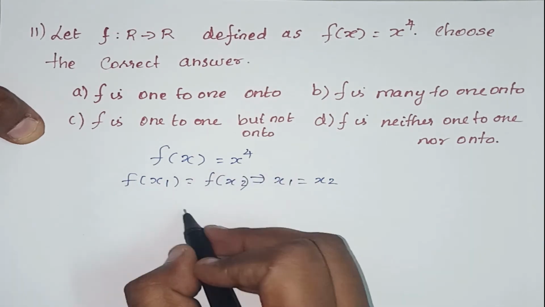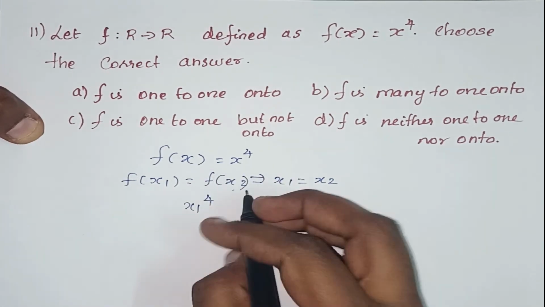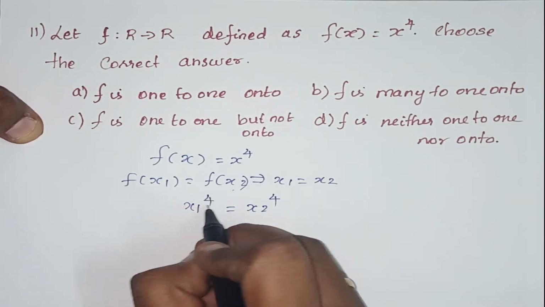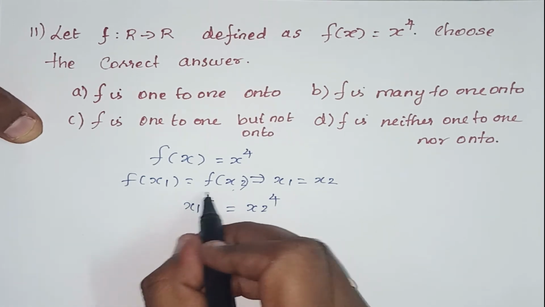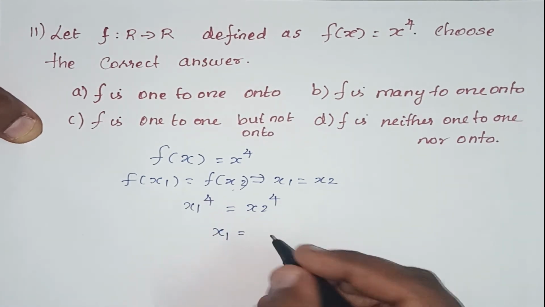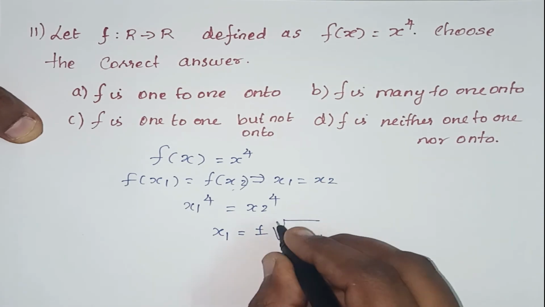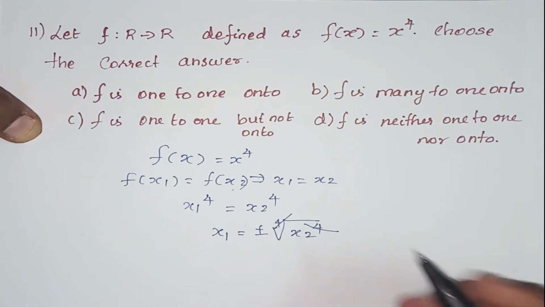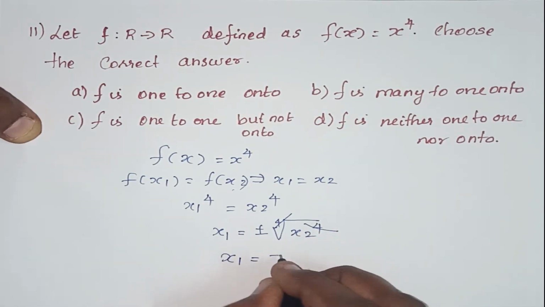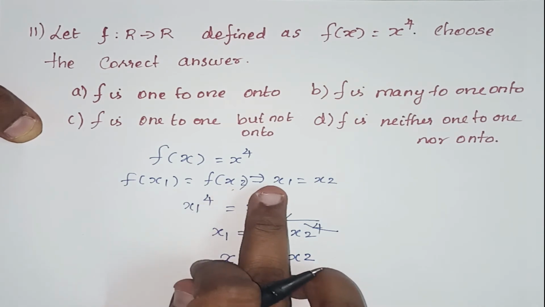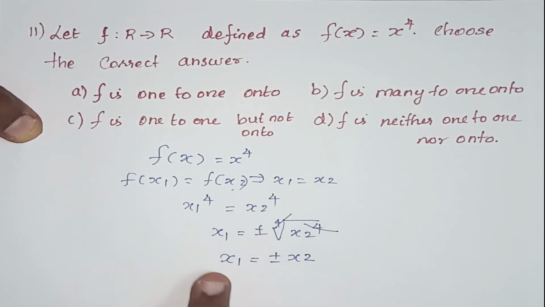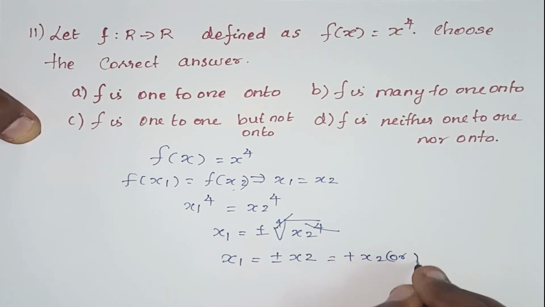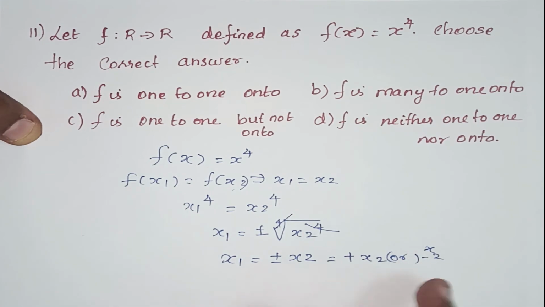So f of x1 is nothing but x1 power 4, and f of x2 is nothing but x2 power 4. Taking the power 4 to this side, x1 is equal to plus or minus the fourth root of x2 power 4. So this root and this power are cancelled, and x1 is equal to plus or minus x2. We need to prove x1 equal to x2, but here x1 is equal to plus x2 or minus x2. So two values.